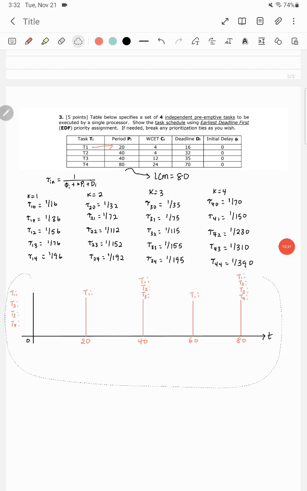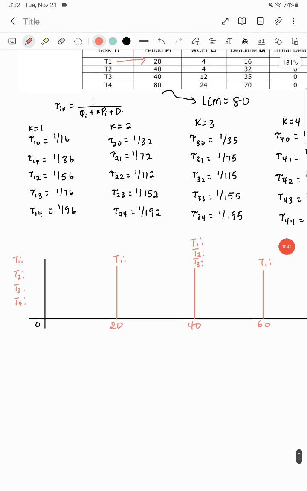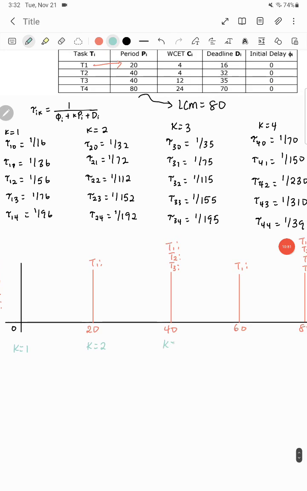The next step is to write out what your priority levels are. From the ones we've calculated up here, just start plotting it now. Note that this is k equal to 0, k equal to 1, k equal to 2, k equal to 3.